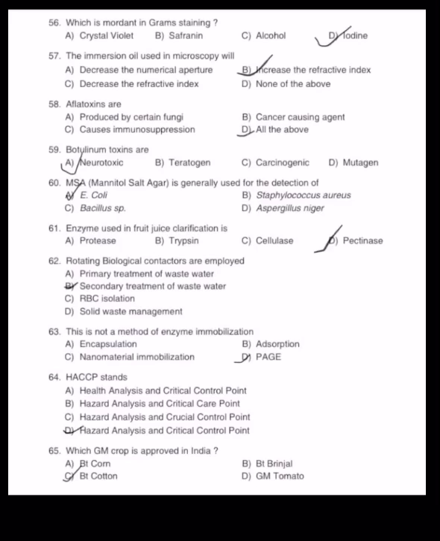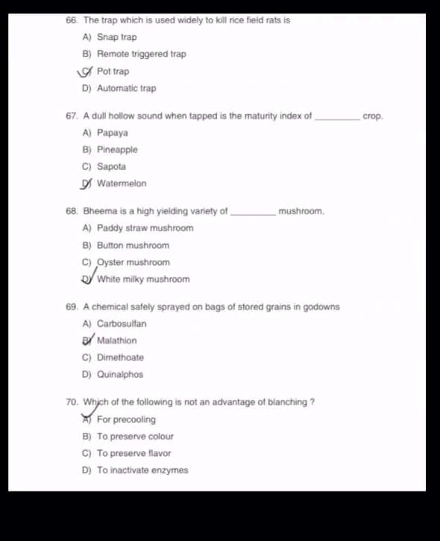65. Which GM crop is approved in India? Option C, BT cotton. 66. The trap which is used widely to kill rice field rats is option C, pot trap. 67. A dull hollow sound when tapped is maturity index of dash crop. Option D, watermelon. 68. Bima is a high yielding variety of dash mushroom, white milky mushroom. 69. A chemical safely sprayed on bags of stored grains in godowns. Option B, malathion. 70. Which of the following is not an advantage of blanching? Option A, for pre-cooling.